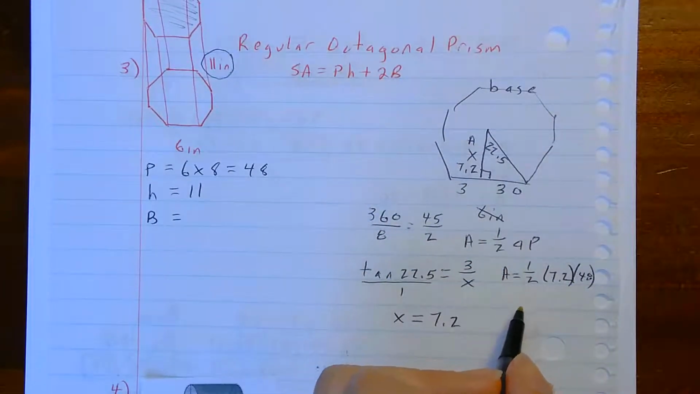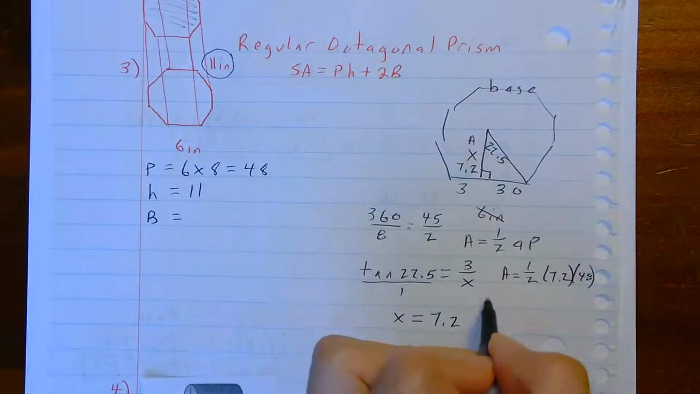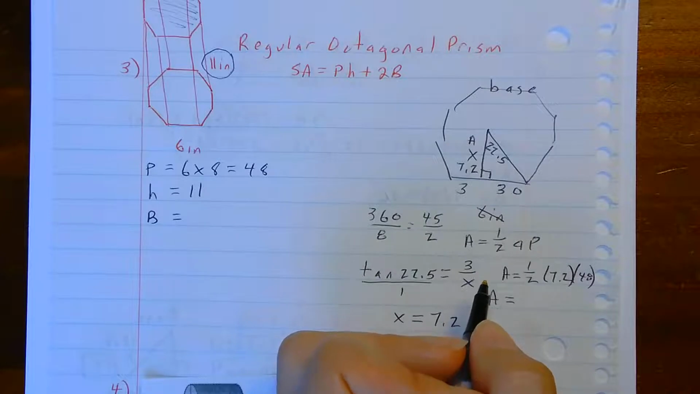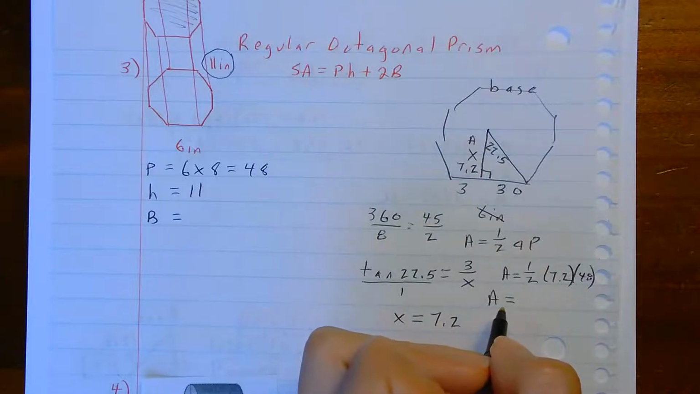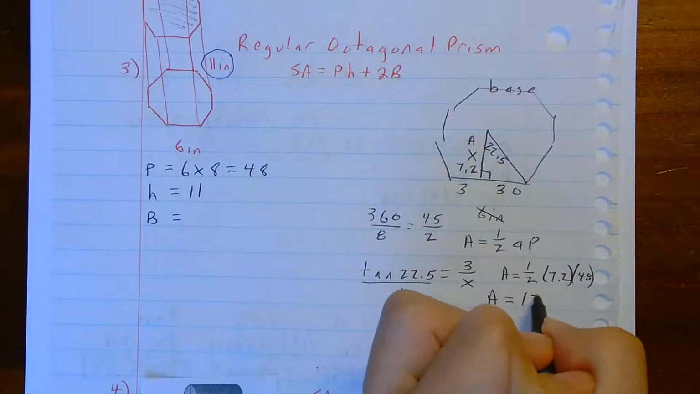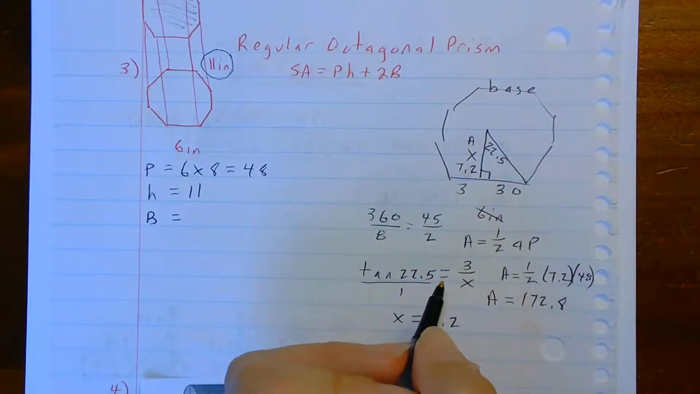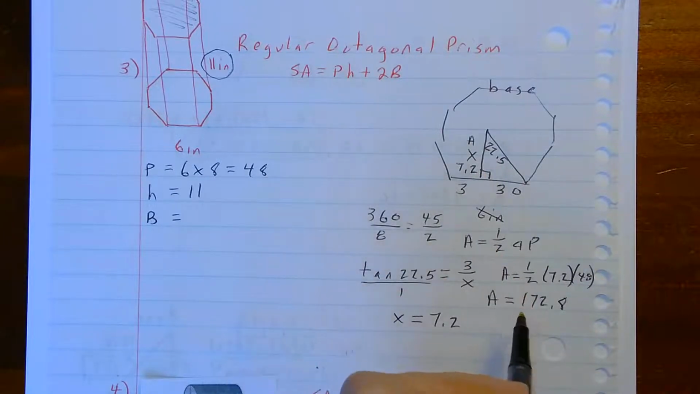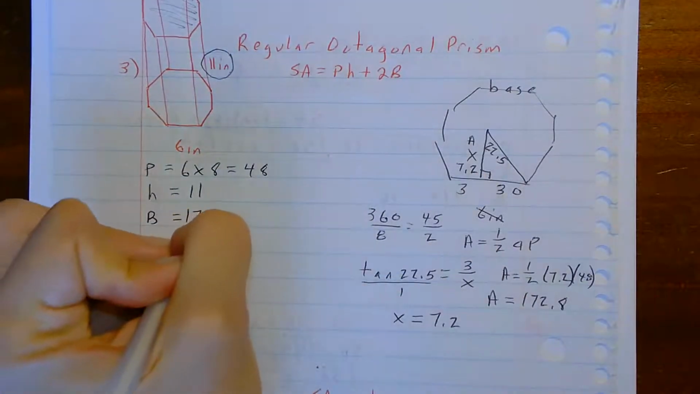Okay, so I'm going to do 1/2 apothem times perimeter and get the area of my base. So the area of my base, once I do 1/2 AP, is 172.8. That should be the area of your octagon. Okay, so now what I'm going to do is bring that over here.